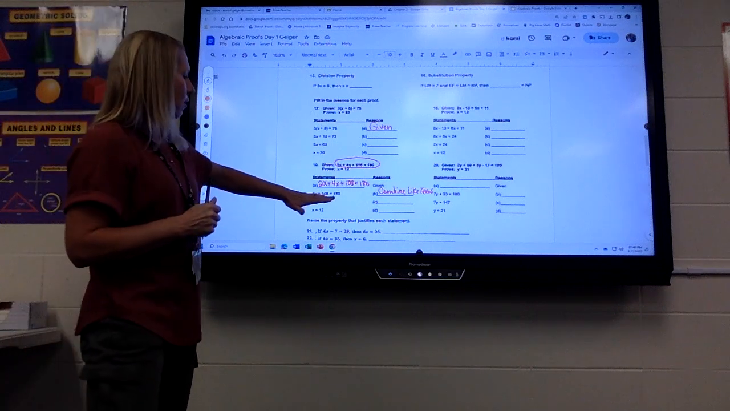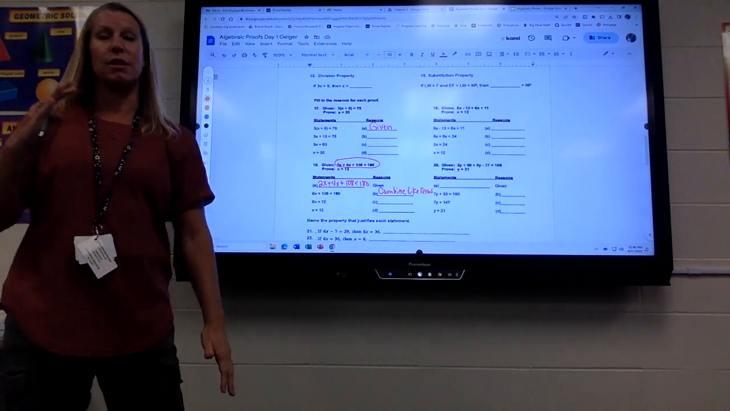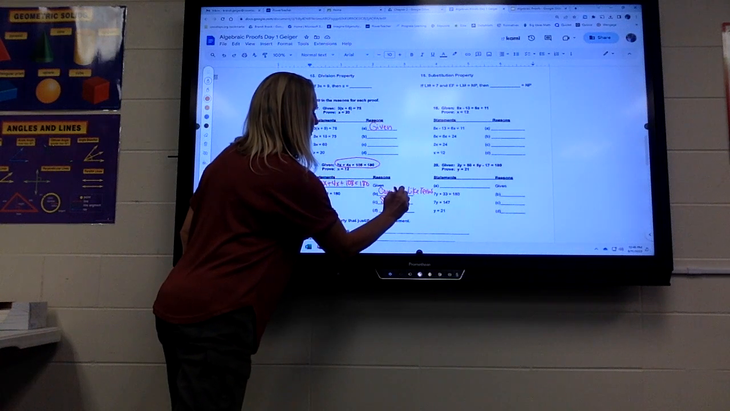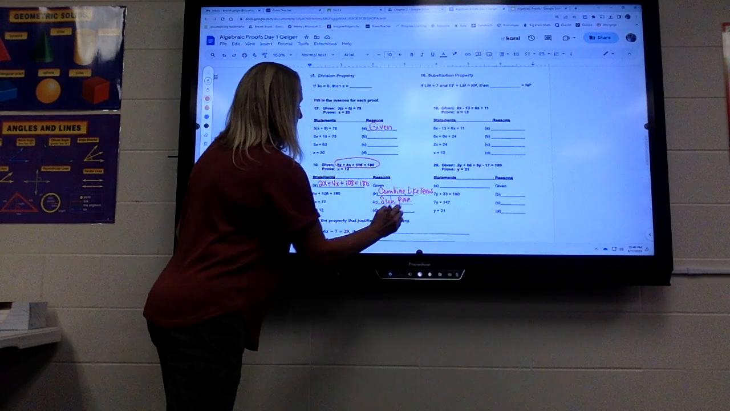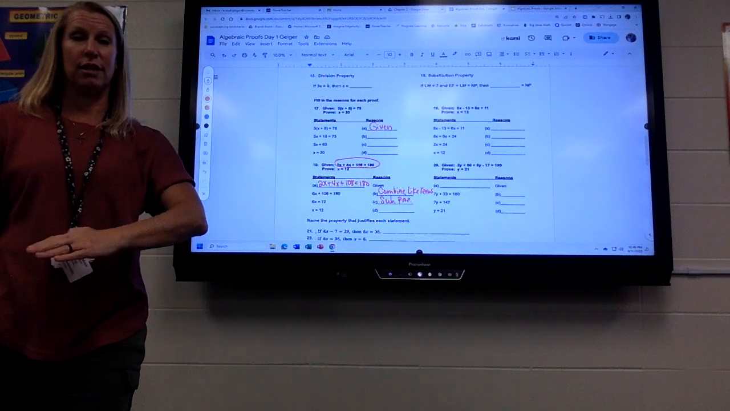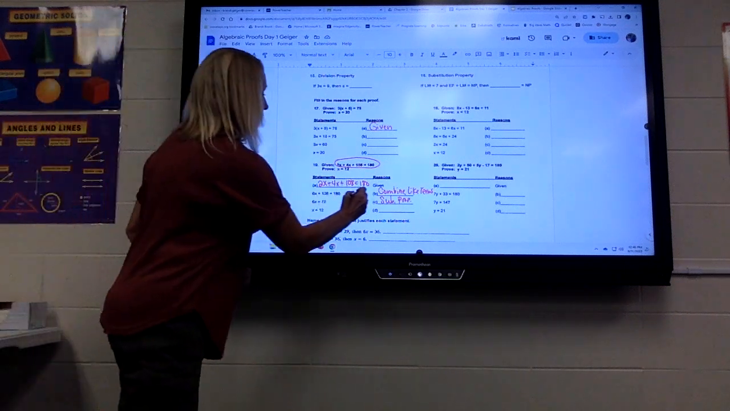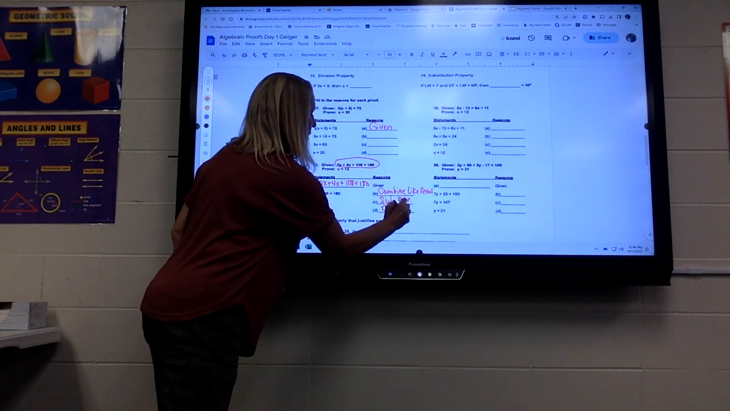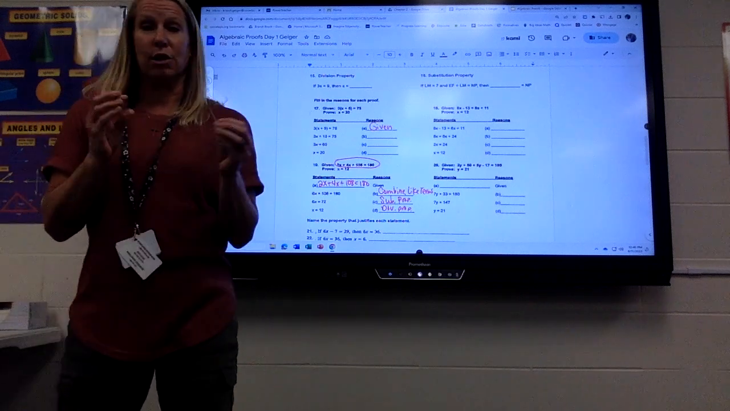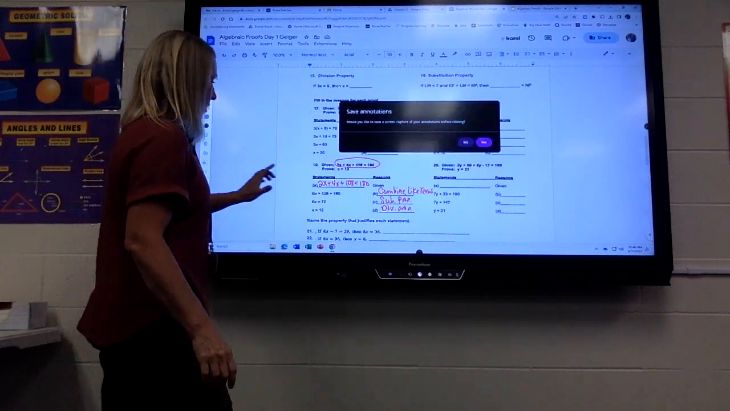And then you would say, how do I get from here to here? Well, I would subtract 108 on both sides, so that's subtraction. And then how do I get from 6x equals 72 to x equals 12? Well, I would divide, so division property. Okay, so on the combining like terms, it's just combine like terms.